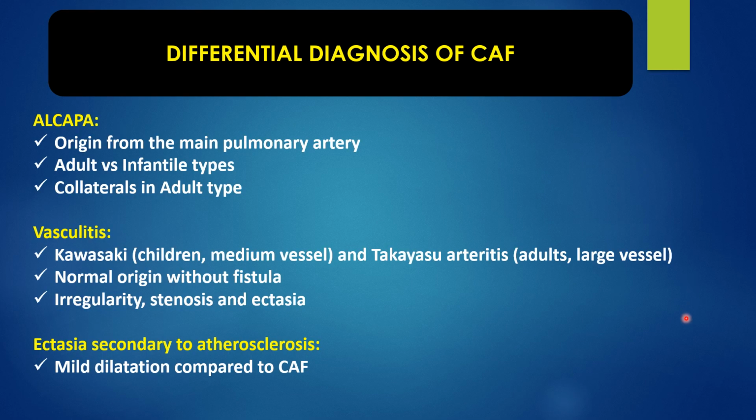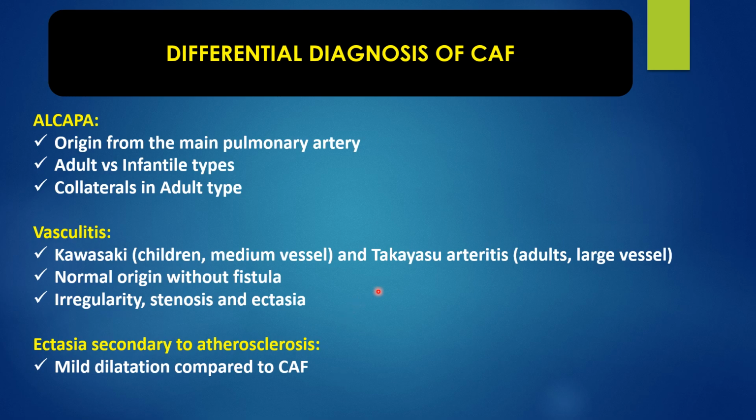Coming to the important differential diagnosis, there are three important differential diagnoses. The most common, which we see in day-to-day life, is ectasia secondary to atherosclerosis. Here it is just a mild dilatation that we are going to see. It is not like a severe or moderate kind of dilatation. And again, we see stigmata of atherosclerosis. The patient will have coronary artery calcification and other features suggesting atherosclerosis.